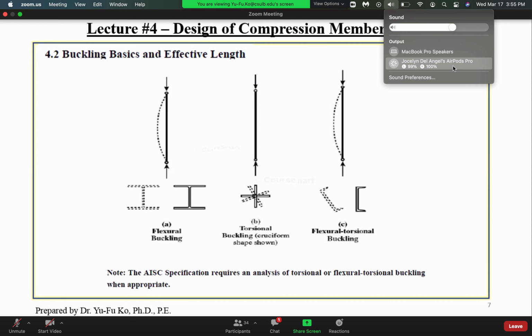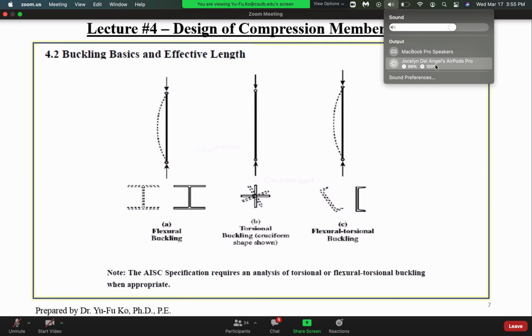The third type is when you have a channel in compression. We call this a combination of flexural and torsional buckling. Not only does it buckle like this, it will also twist from the original to the buckled shape. This is flexural combined with torsional buckling.